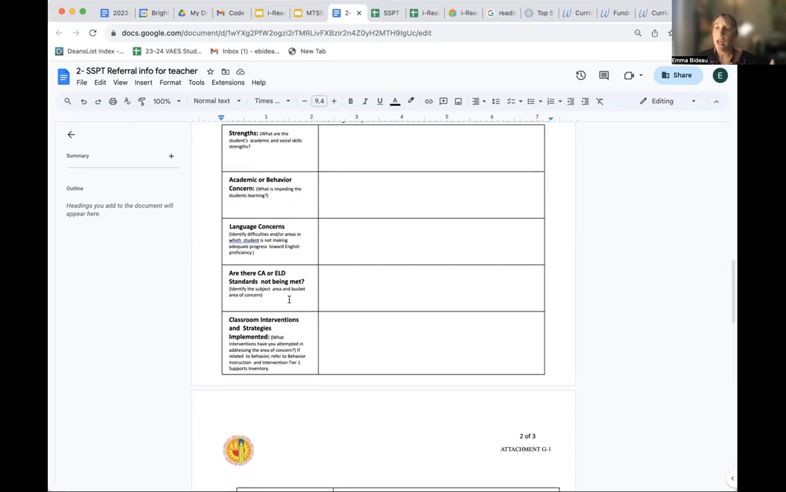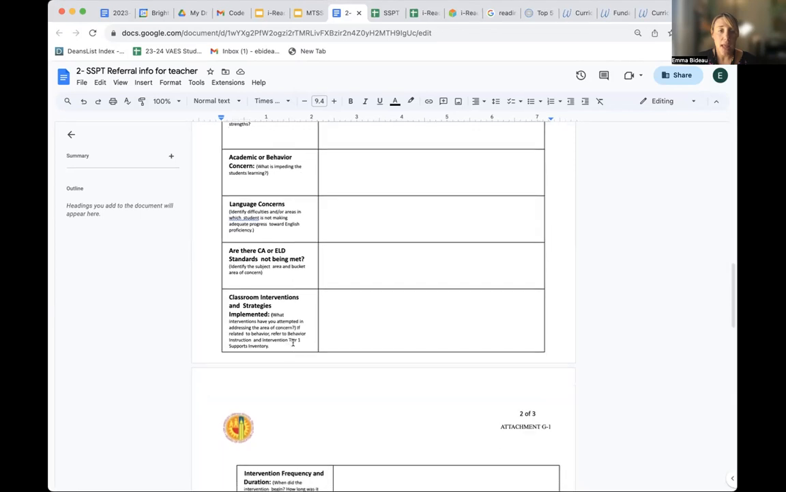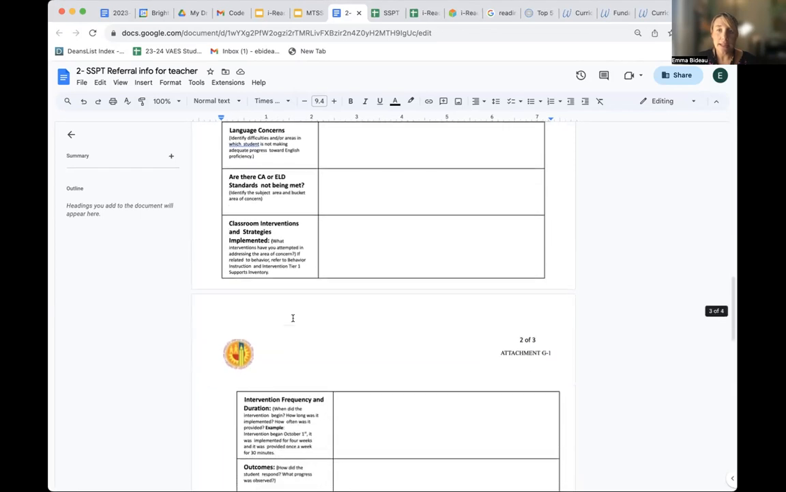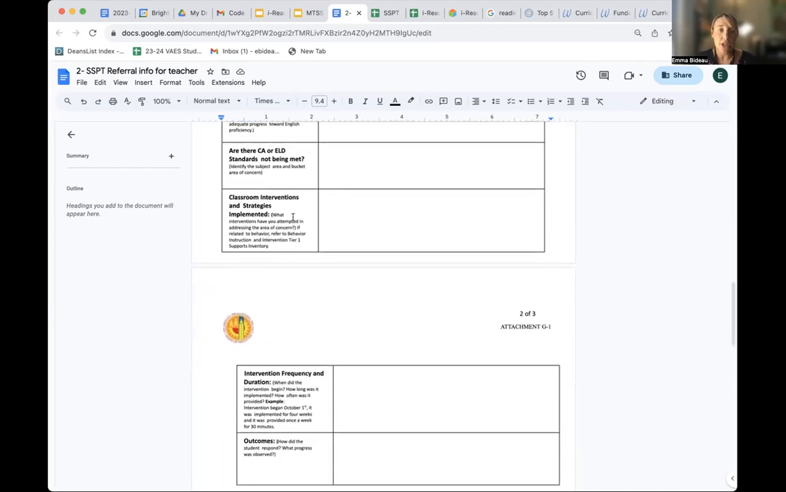So this would be looking at your iReady data. You can get that information there. And then the other boxes are classroom interventions and strategies. What have you tried in class? Please attempt 3 interventions.